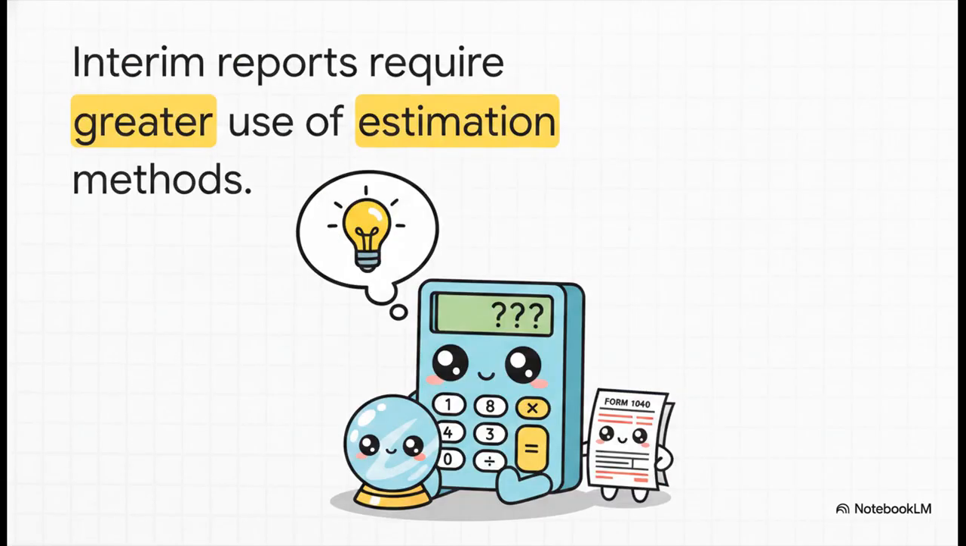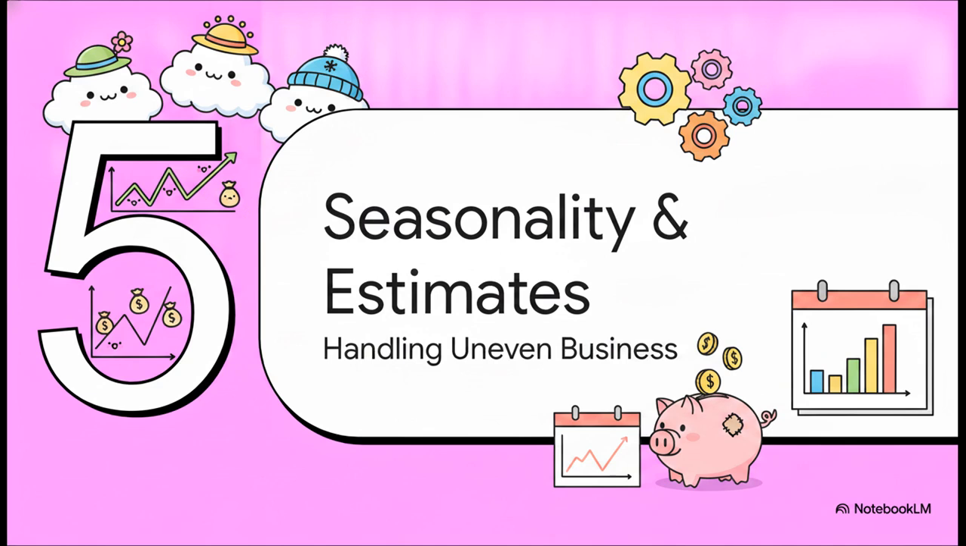And speaking of estimates, this is a super important caveat. Because you're working with a significantly shorter time frame, and let's be real, often fewer finalized data points, you have to be prepared to rely way more heavily on reasonable estimation methods than you would at year-end. Income tax is a great example of this. You recognize it based on your best estimate of the weighted average annual income tax rate expected for the entire financial year. Finally, Section 5, Seasonality and Complex Estimates, because business isn't always a perfectly smooth ride.